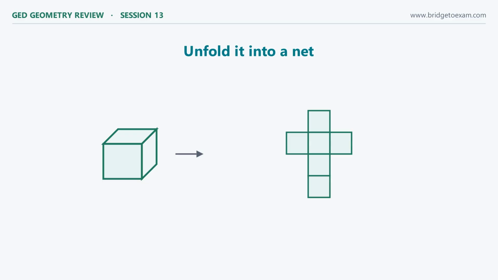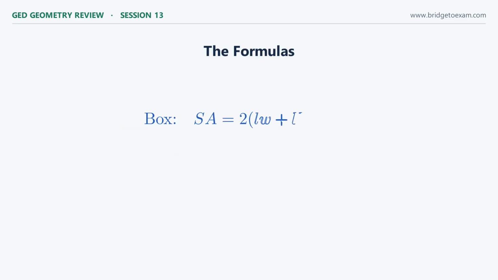A box unfolds into 6 rectangles. That gives us the formulas. For a box, surface area is 2 times length times width, plus length times height, plus width times height. For a cube, since all 6 faces are identical squares, it is simply 6s squared.